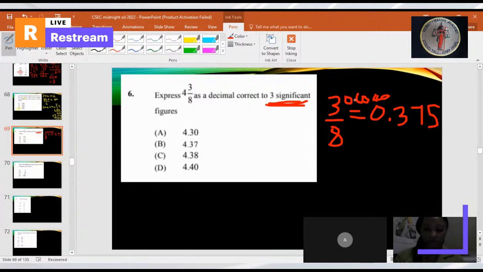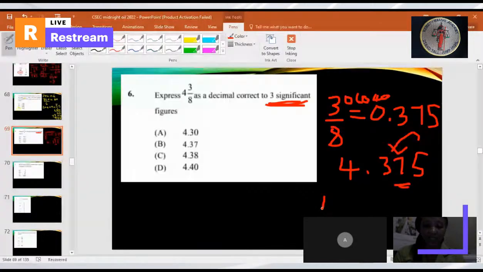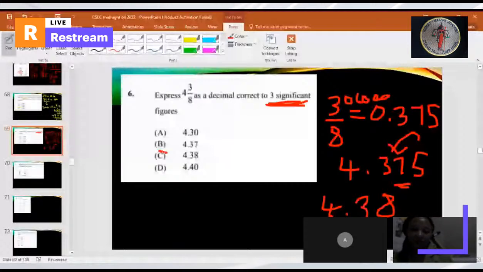Remember, there's a 4 here, a 4 as a whole number. So 4.375. So 3 significant figures will be 1, 2, 3. So we're rounding in here. This is 5. Add 1 to that, so it is 4.38. And that is C. All right, number 7.